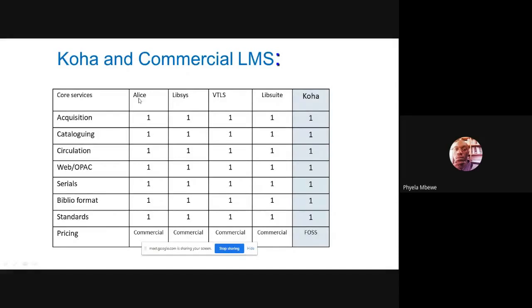So here we have these commercial library management systems, not to say anything wrong with them. We just wanted to compare. We had LIS, Libsys, VT, LS, and Libsuit. You can see they all have these same services, but Koha equally has these same services as well. And yet Koha, when it comes to pricing, is free and open source, whereas with the others, in most cases you'd be paying some form of an annual subscription or an annual licensing fee.